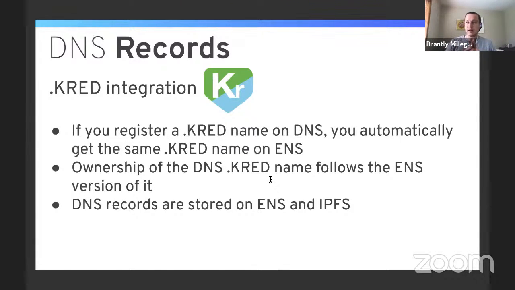Then, this is really interesting, they have the ownership of the DNS .cred name follow the ownership of the ENS version of it. So you can trade around the ENS version of it, and whoever owns that is able to control the DNS version of it. If you've ever tried to transfer a DNS name before, you know it's a pain. This is way easier. Just transferring an ENS name token is just like sending a cryptocurrency payment. It's done. So that's really revolutionary. Then also, they store all DNS records on ENS and IPFS, and that's the canonical version, which is also revolutionary.